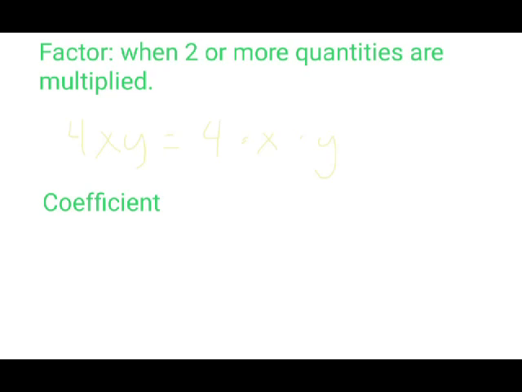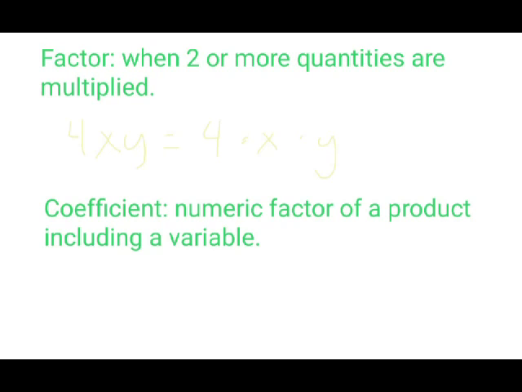When looking at factors, we have to see if a coefficient is included in the equation. A coefficient is a numeric factor of a product including a variable. What this means is that we look at the factors and see if there is a number that's multiplied with variables. So if you have 4 times x times y, 4 would be your coefficient because 4 is a number multiplied with the variables around it.